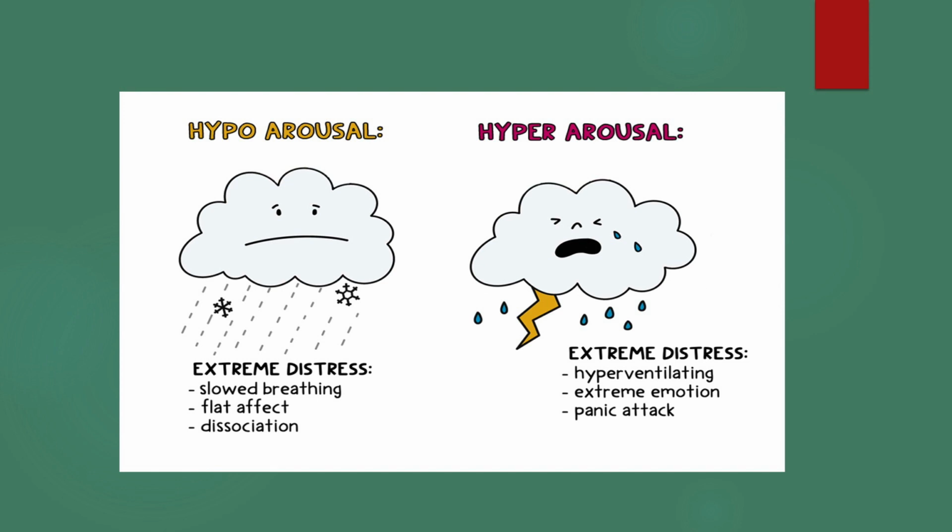So here we have hypo and hyperarousal diagram. So what we can see by the illustration is that hypoarousal, or a freeze response, may cause feelings of emotional numbness, emptiness, and shutting down. So what we can see on the screen is extreme distress, slowed breathing, flat affect, and dissociation. On the other hand, we've got hyperarousal, otherwise known as the fight-flight response, and is often characterized by hypervigilance, feelings of anxiety and or panic, and racing thoughts. So again, extreme distress, hyperventilating, extreme emotion, and panic attacks.